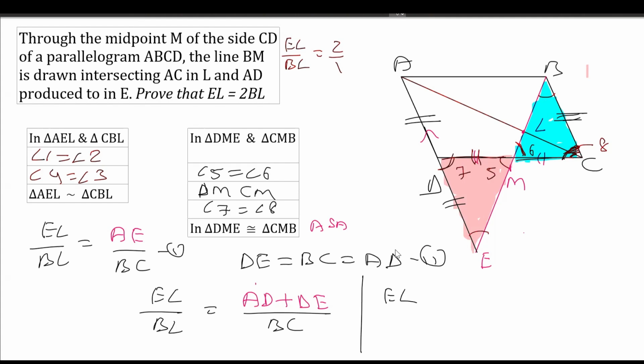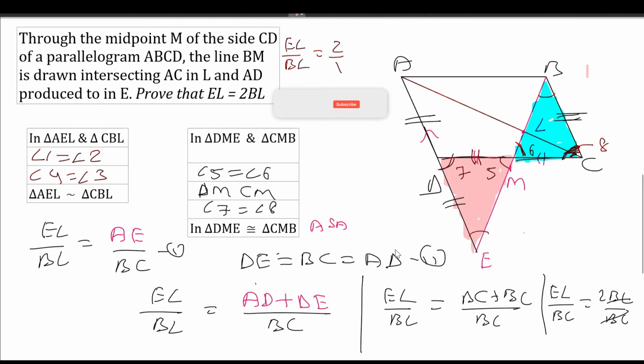Further, EL over BL is equal to AD as well as DE, which are equal to BC from the second equation. So I can write this as BC plus BC, divided by BC. So we get 2 times BC over BC. On the left-hand side we have EL over BL, and on the right-hand side 2 times BC over BC. BC gets cancelled, and if I do cross multiplication, we can say that EL is 2 times BL. Yes, this is what we needed to prove. That's how we will do this question.